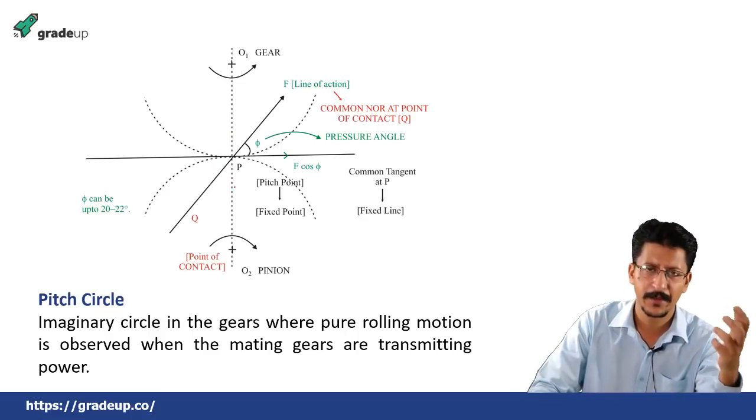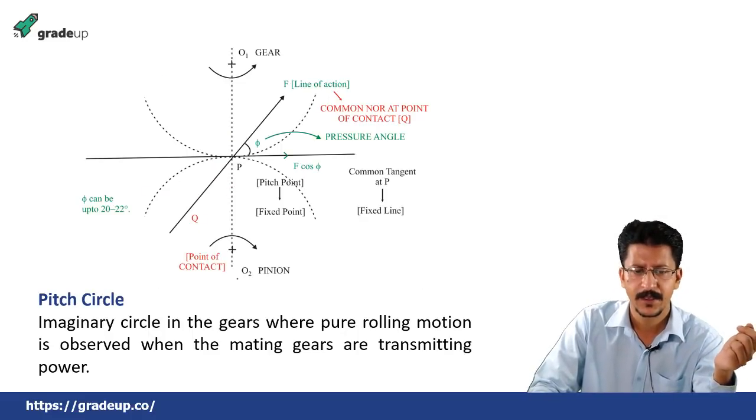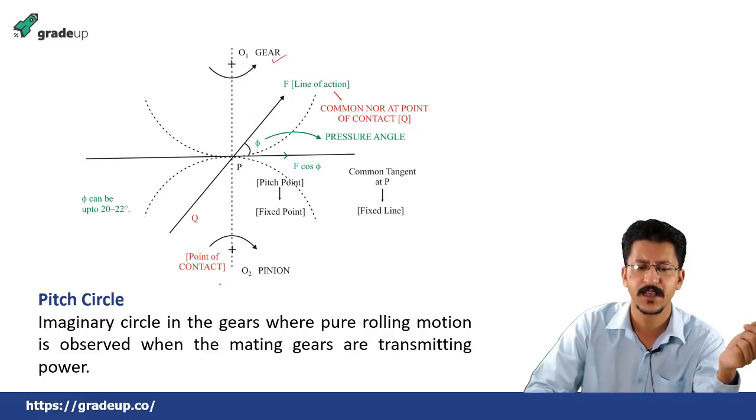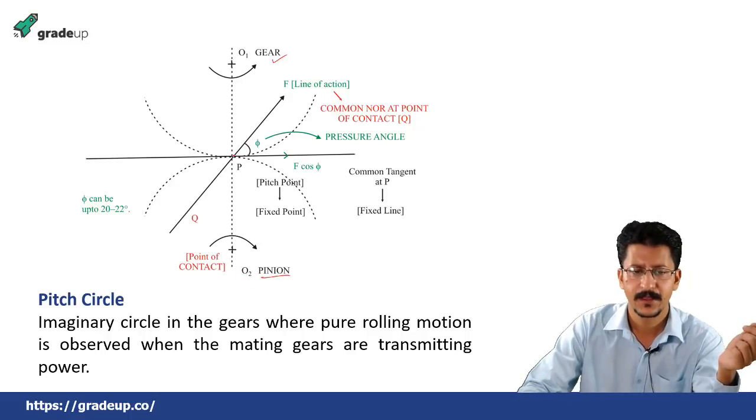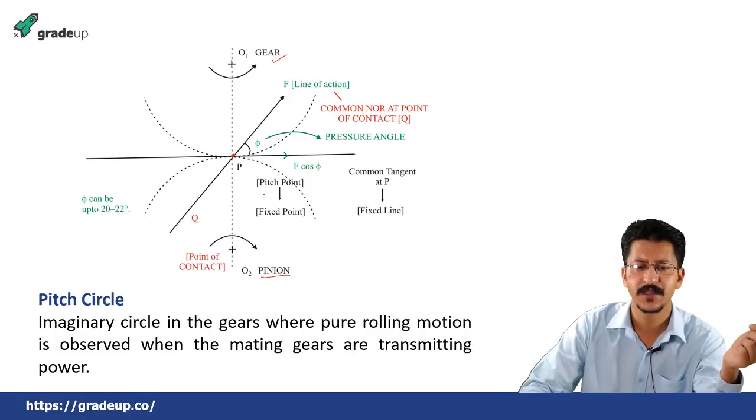Then we see how the mating of the gears takes place. See, if this is one gear having a center at O1, and this is gear 2, that is known as pinion, having the center at O2, then this is the point P, that is known as the pitch point, or this is the fixed point, and this is the point Q, that is the point of contact.